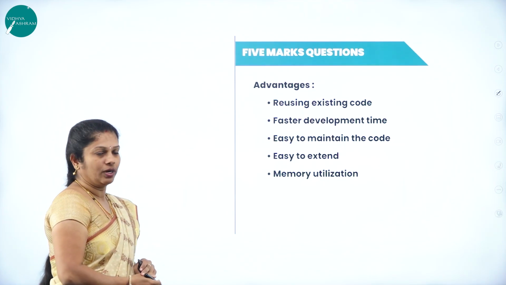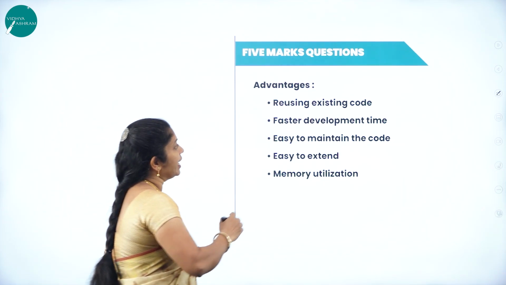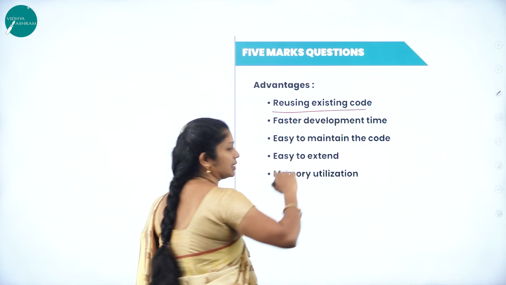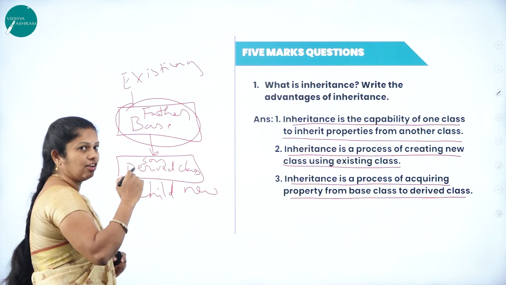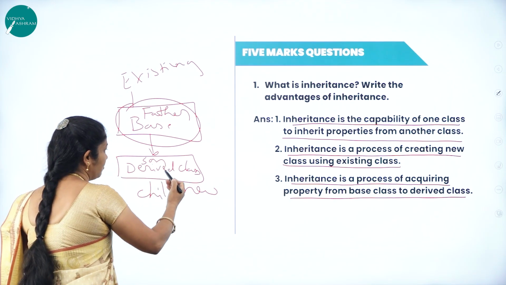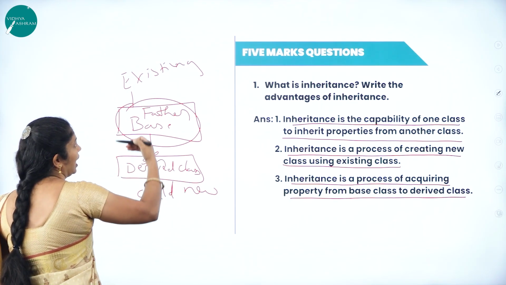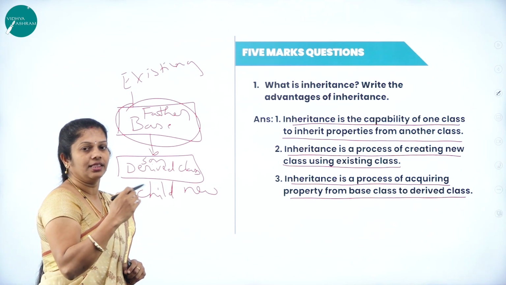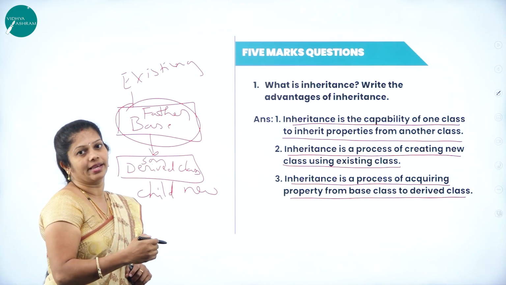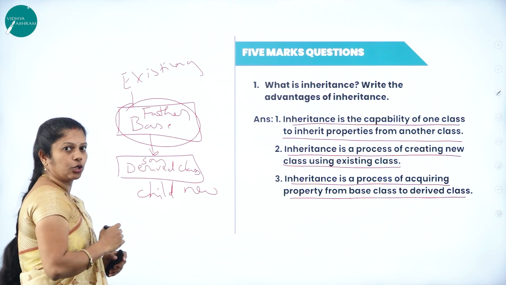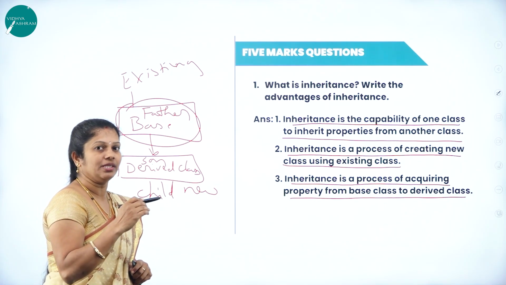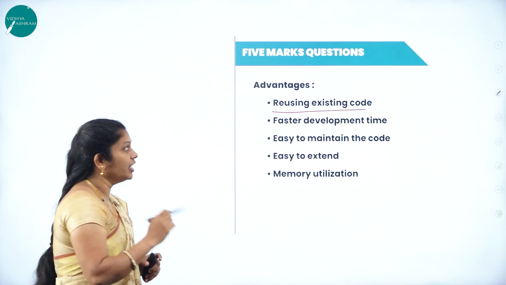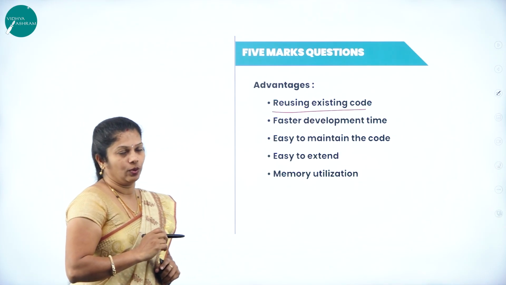Then the advantages. Reusing existing code. What do you mean by this? For example, the father has some properties. Once I write the code, and the son has the properties of the father, there is no need to write the same code once again. Only one time we will write the code for the father. The same code can be used by the derived class. It means that the code can be reused. That is the first advantage.